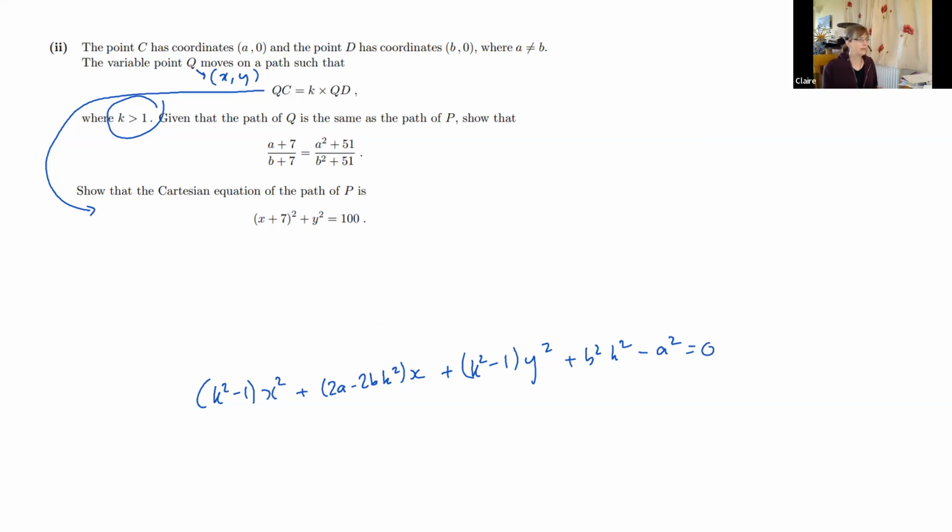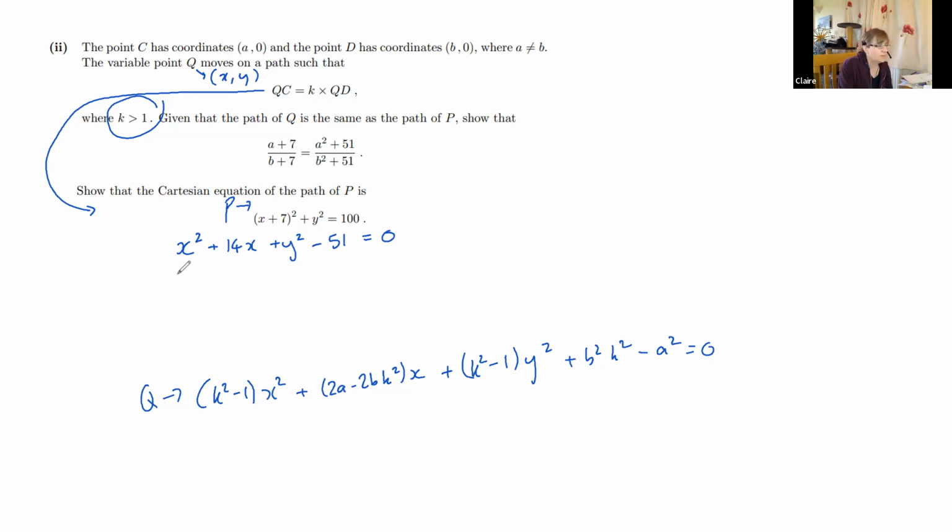So let's have a quick think about this. This is the path of P here. This is the path of Q. And we want both these paths to be actually the same path. Now for Q, we've got it expanded out. I think to make our lives easier, it would be a good idea to expand out P as well, so it looks the same. So if we expand out P, we go back to where we were a couple of lines before in part I. We get x squared plus 14x plus y squared minus 51 equals 0. That's just expanding the brackets and simplifying.